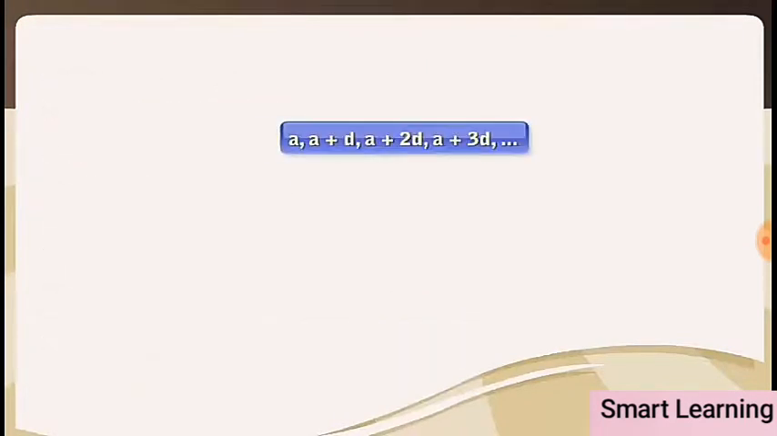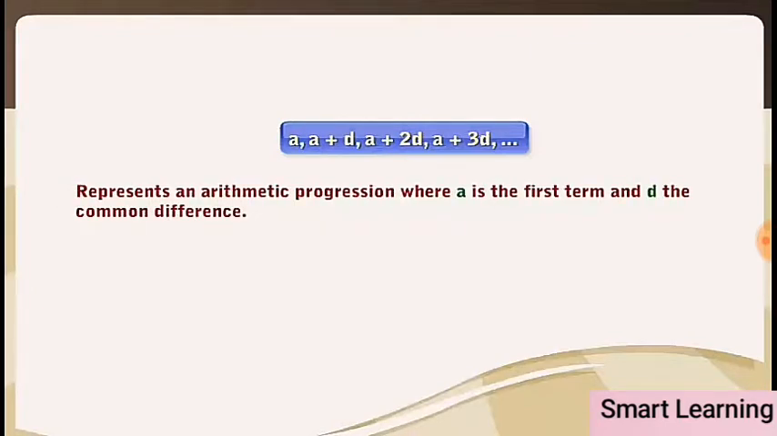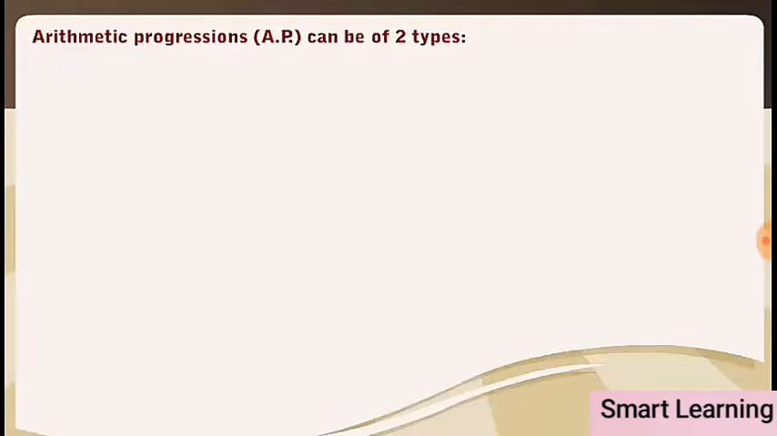This means A, A plus D, A plus 2D, A plus 3D represents an arithmetic progression where A is the first term and D the common difference. This is called the general form of an AP. Arithmetic progressions, AP, can be of two types.